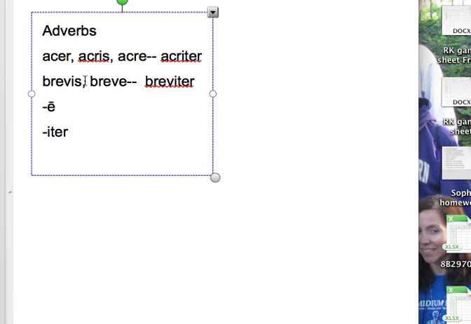Incidentally, I guarantee somebody's wondering how you know that these are third declension adjectives. And the answer is if any of their forms end in IS in their dictionary entry, it's a third declension adjective. And that means that to make it an adverb, we would add iter.